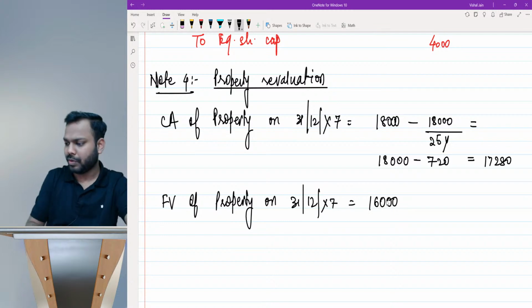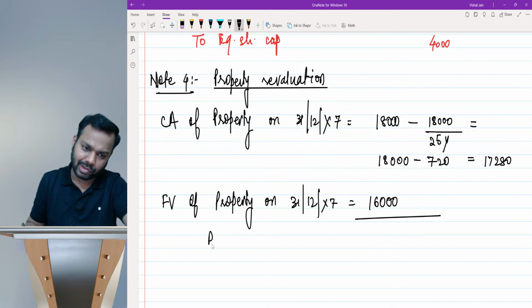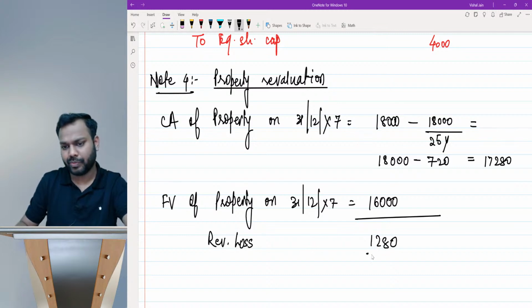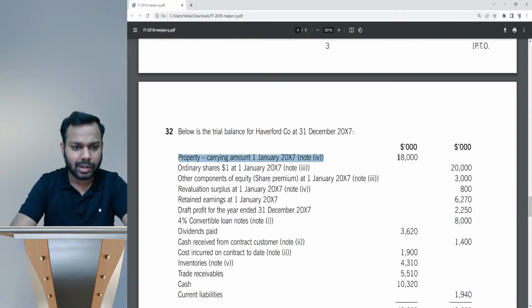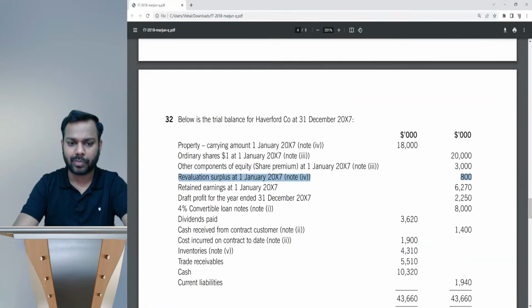Now what is the amount of revaluation loss? The revaluation loss is how much? 1,280. Now we will see what is the balance of revaluation surplus. See, revaluation surplus has a value of 800. Now what does the question say about revaluation surplus?